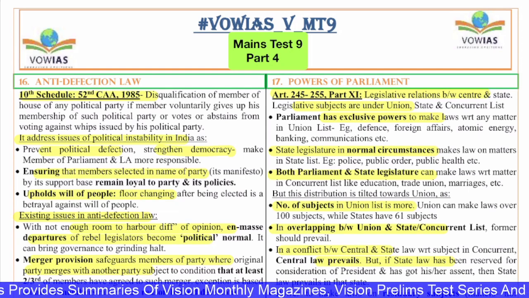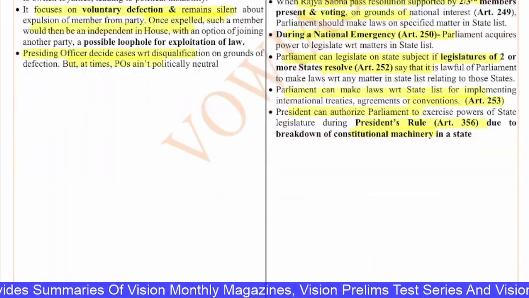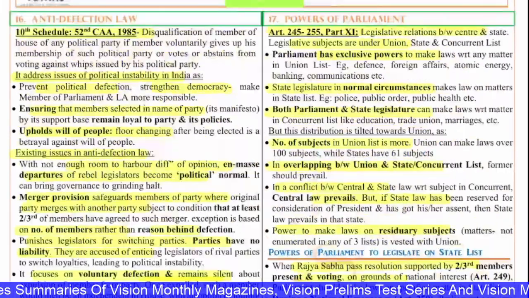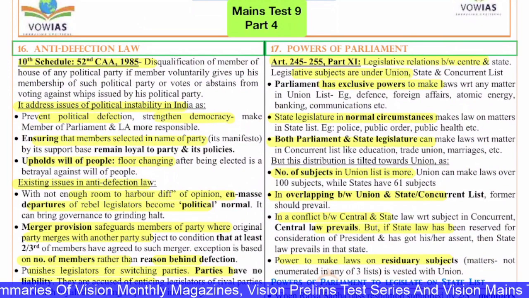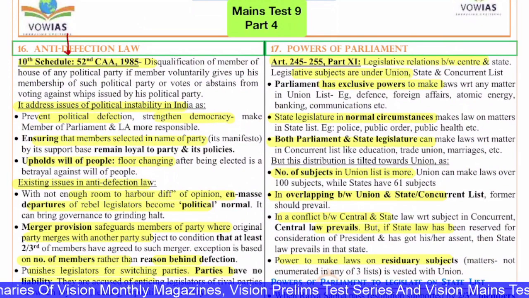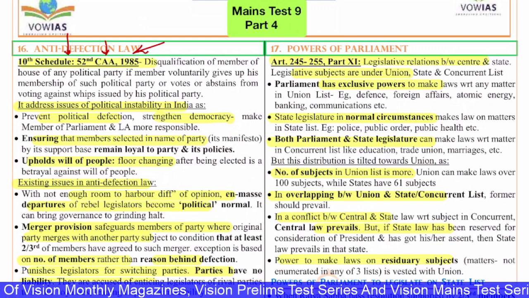So the 16th question is regarding the anti-defection law. We all know the anti-defection law is dealt with by the 10th Schedule. The 52nd Constitutional Amendment Act in 1985 introduced this anti-defection law.